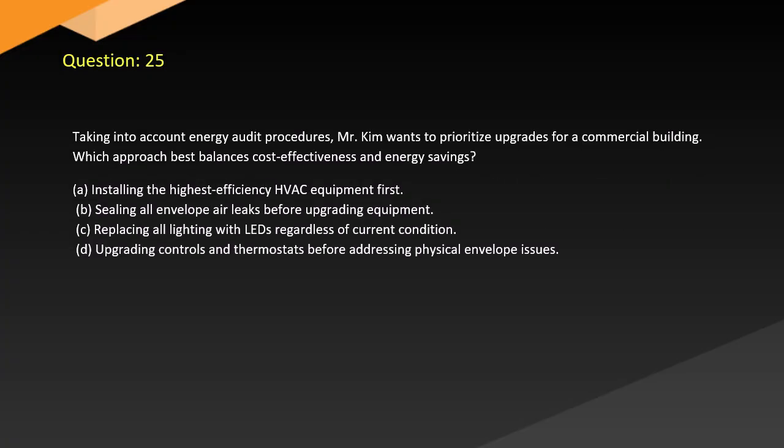Question 25. Taking into account energy audit procedures, Istakim wants to prioritize upgrades for a commercial building. Which approach best balances cost effectiveness and energy savings? A. Installing the highest efficiency HVAC equipment first. B. Sealing all envelope air leaks before upgrading equipment. C. Replacing all lighting with LEDs regardless of current condition. D. Upgrading controls and thermostats before addressing physical envelope issues.